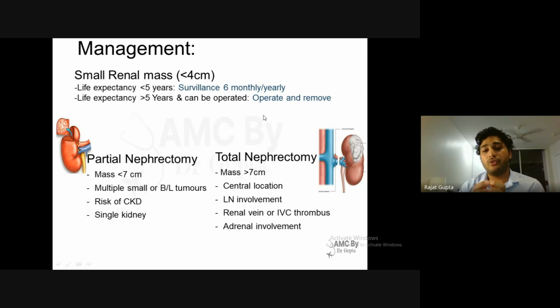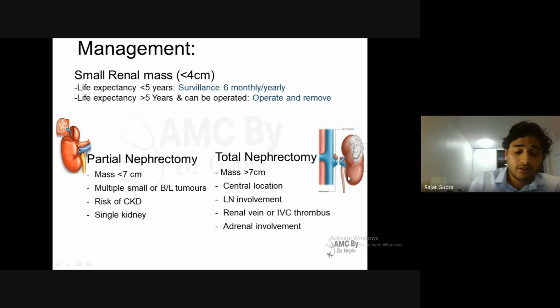We preferably go for total nephrectomy if the mass is more than 7 centimeters, a big mass, so we have to remove the complete kidney. Second, if the mass is in the middle of the kidney, a central location, we can't remove just the mass because the two portions of the kidney would be left, which doesn't make sense. And if the mass has involved lymph nodes, veins, arteries, or adrenals, so locally advanced cancer, we have to do total nephrectomy.